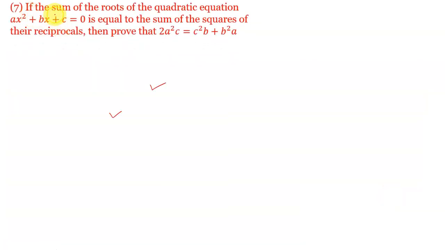The question is, if the sum of the roots of quadratic equation ax square plus bx plus c is equals to 0 is equal to the sum of squares of their reciprocal. Means what? Alpha plus beta are the roots of the quadratic equation. Then what is the condition? Alpha plus beta is equals to 1 upon alpha square plus 1 upon beta square. Now we'll see this. Then we want to prove that 2 times a square c is equals to c square b plus b square a.